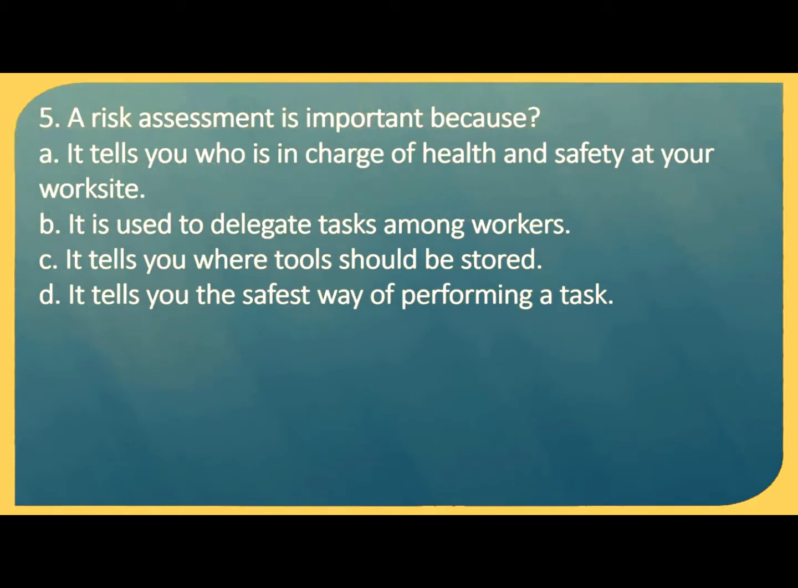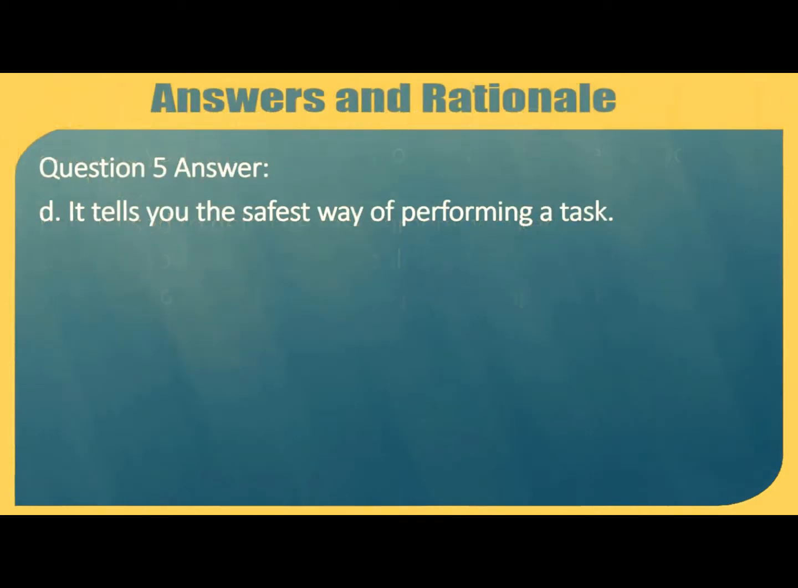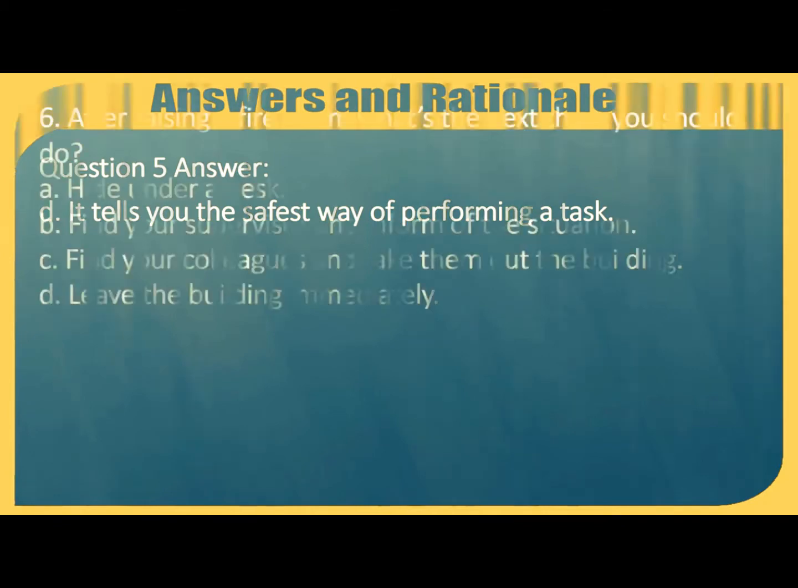Question 5. A risk assessment is important because A. It tells you who is in charge of health and safety at your worksite. B. It is used to delegate tasks among workers. C. It tells you where tools should be stored. D. It tells you the safest way of performing a task. Question 5. Answer, D. It tells you the safest way of performing a task.